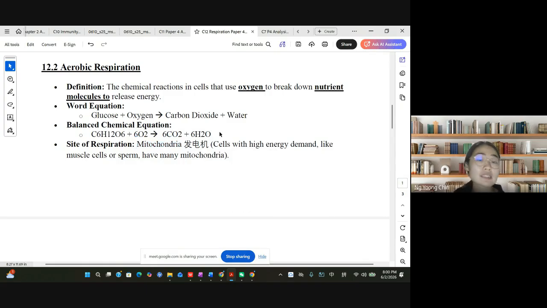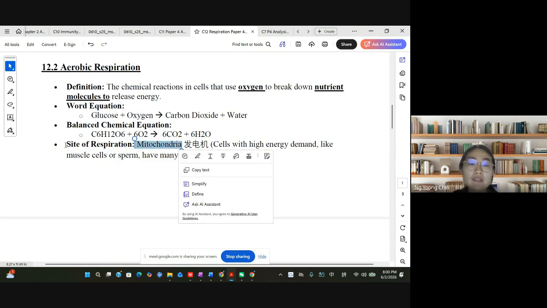There will be only a few types of cells. They consist of a very high number of mitochondria. For example, your sperm cell, muscle cell, and also your what kind of cell? Sperm cell, muscle cell, and in the plant cell, right, it will be the companion cell. Yeah. But in the animal cell, you just need to know about the sperm cell and the muscle cell, right? So they have a very high amount of mitochondria.